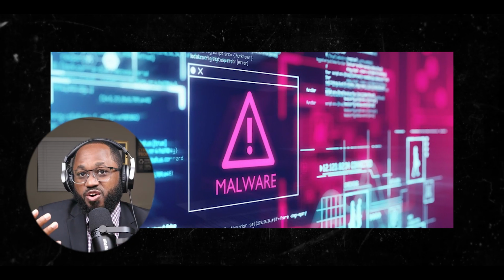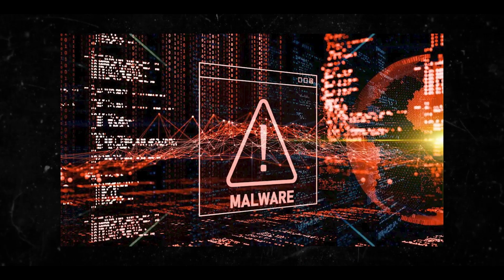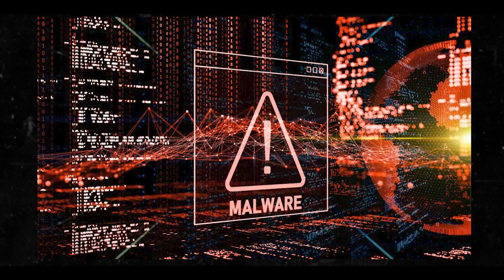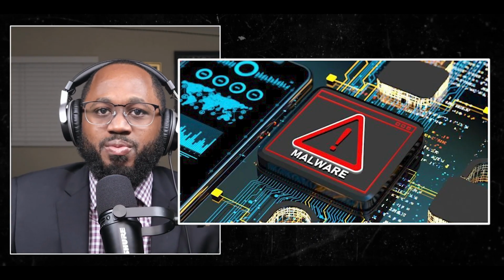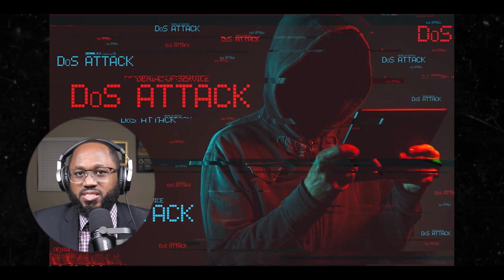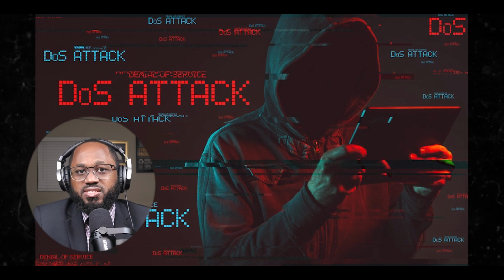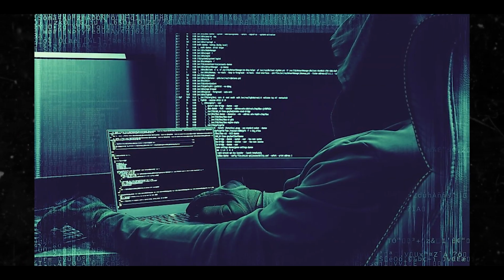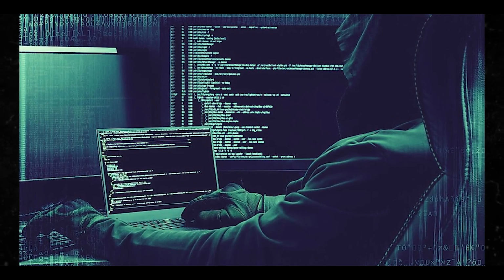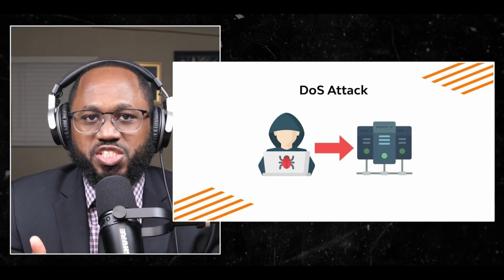You have malware, and malware is malicious software designed to cause damage, disrupt operations, or gain unauthorized access to a computer system. Cybersecurity tools like antivirus software and sandboxing can detect and remove malware. Next, you have denial of service, also known as DOS or DDoS attacks. DOS attacks aim to overwhelm a system's resources to make it unavailable to legitimate users. Firewalls and intrusion detection systems can help mitigate DOS attacks by monitoring traffic and blocking suspicious activity.